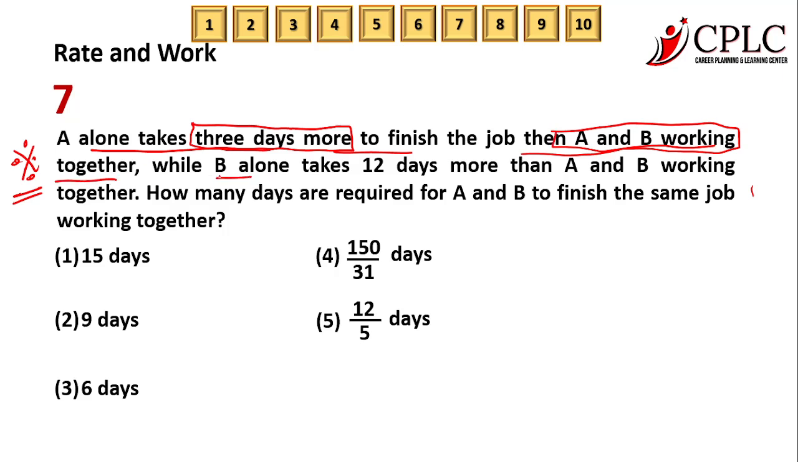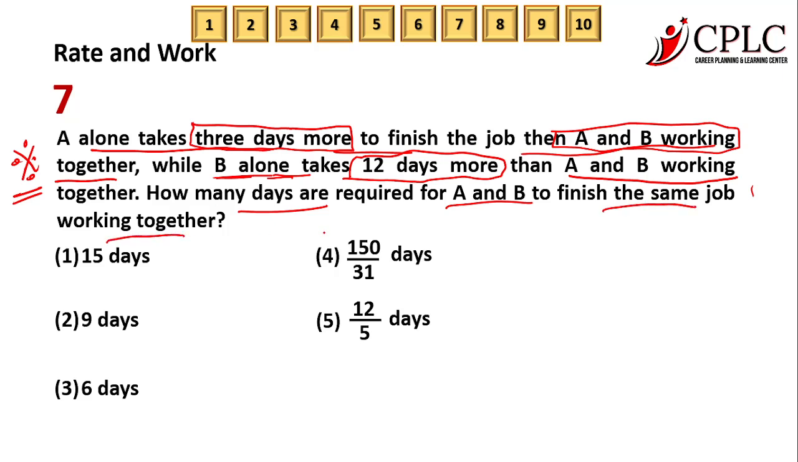Same data is given for B. B alone takes 12 days more than A and B working together. So if B does the same job alone, then he will take 12 days more than A and B working together. So A and B को जितना भी टाइम लगता था उससे 12 दिन ज्यादा लगेंगे B अकेले को सेम काम करने के लिए, और A अकेले को 3 दिन लगेंगे सेम काम करने के लिए, अकेले करना है तो, which is very obvious. And now they are asking how many days are required for A and B to finish the same job working together.